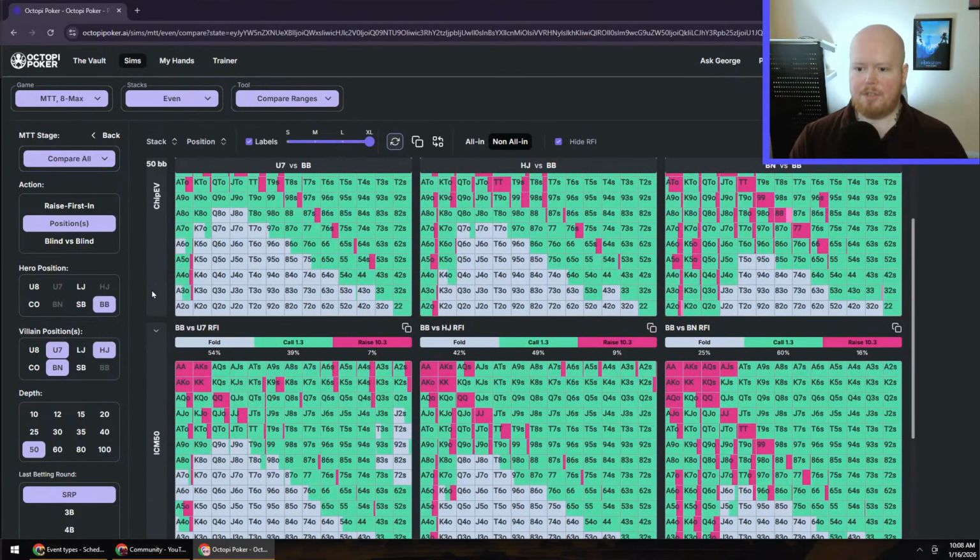So you can start to see that there are slightly more substantial evolutions occurring here, even just in a fairly simple raise, big blind defend kind of a situation, right?